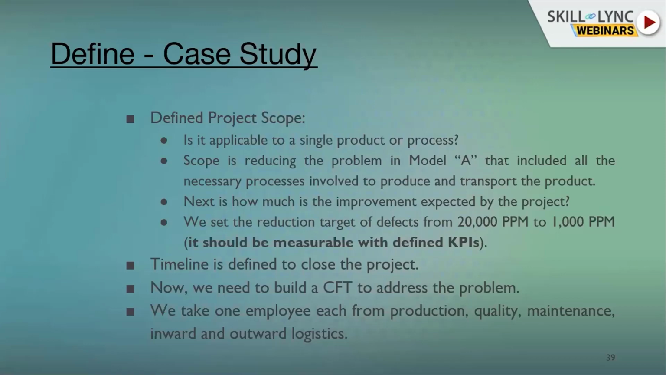Next was how much improvement is expected by the project. To cut it short, we defined that we'll reduce from 20,000 ppm, which it had gone to at that time. Not at the customer end, it was internal. At the customer end, obviously we cannot afford this. This was IHR initially. Because it was a new product, we decided that first we will go to 1,000 ppm. Now it is a realistic figure, we cannot go for zero defect directly. We defined 1,000 ppm as the target. For that, the timeline was defined, CFT was defined. So this was how we defined it.